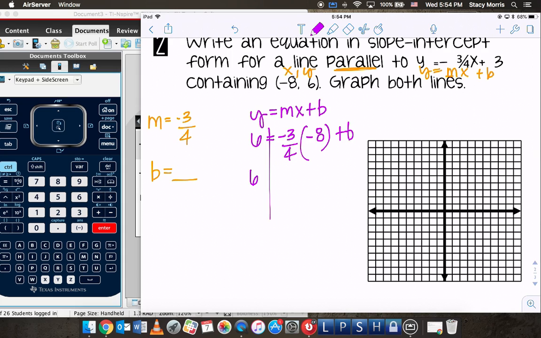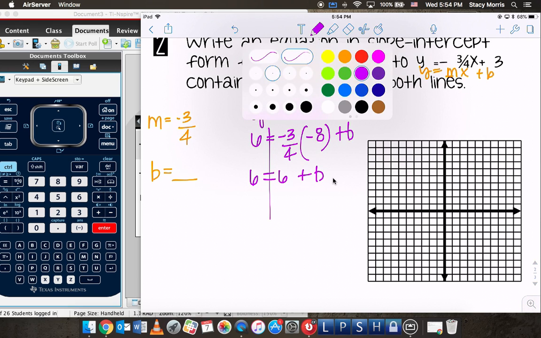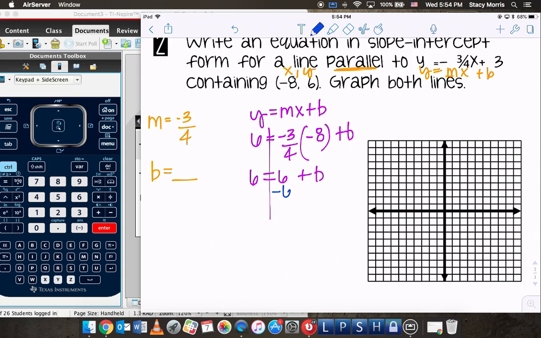So we get 6 equals 6 plus b. Now we want to get b by itself, so I need to get this 6 on the right-hand side to the other side. So to do that, we do the opposite. So the opposite of a positive 6 is a minus 6, or subtract 6. These are a zero pair and cancel, so we're left with b equals, these are also a zero pair. 6 minus 6 is just 0. So our b is 0. That means it's going to go through the origin 0, 0. So we'll see that on our calculator here in just a second.